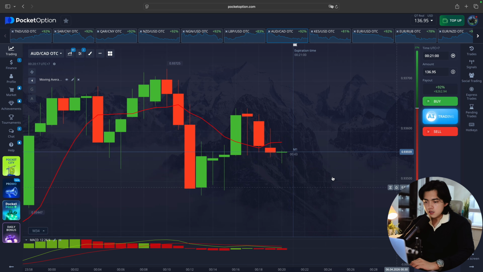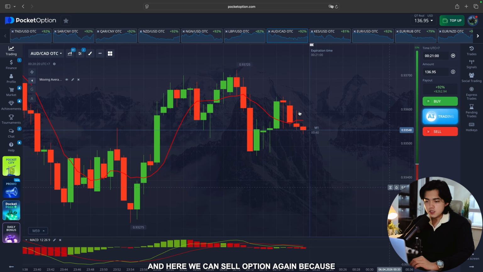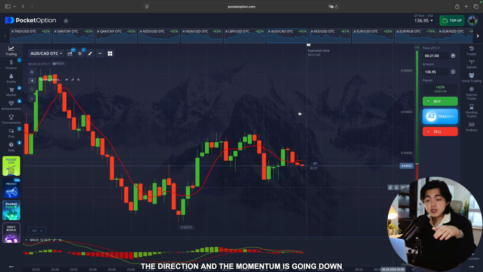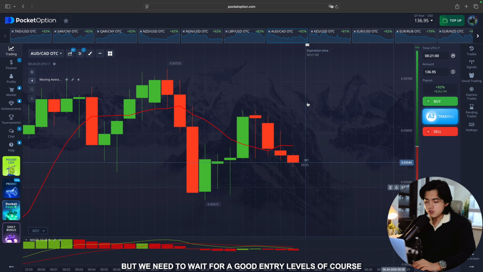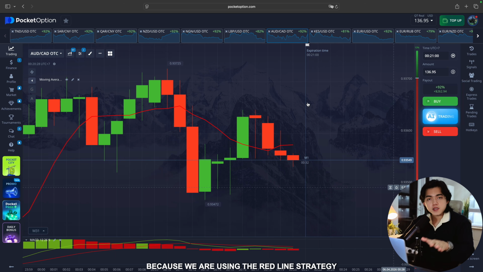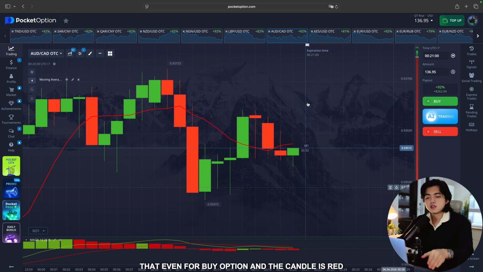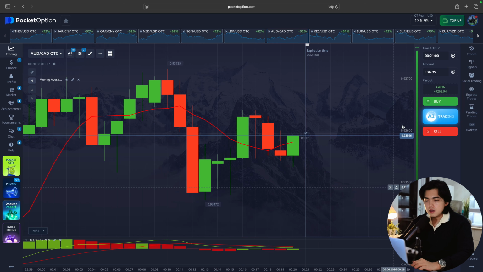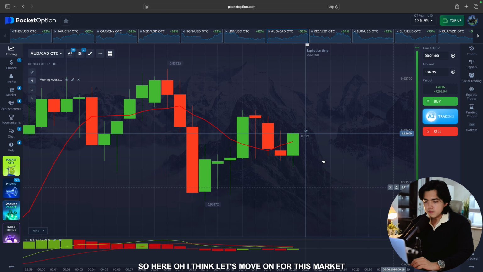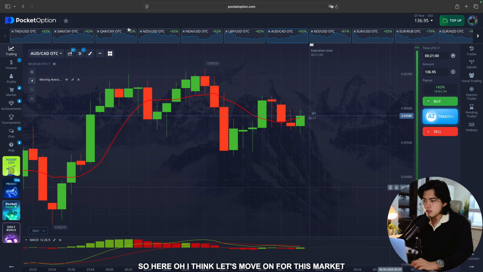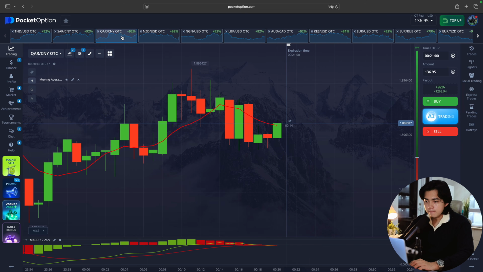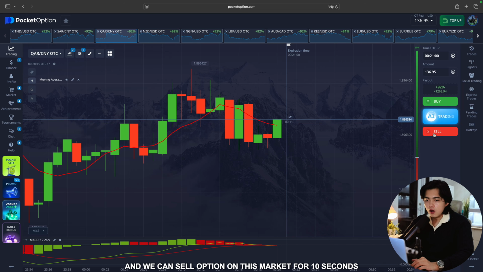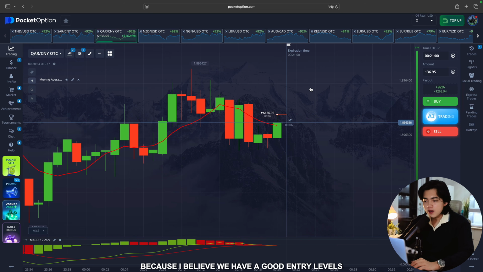So here we can continue for $95 US. And here we can sell option again because the direction and the momentum is going down, but we need to wait for good entry levels, of course, because we are using the red line strategy. Even for buy option and the candle is red, we can still have a probability to make a profitable trade. Alright, so here, I think let's move on for this market, and we can sell option on this market for 10 seconds because I believe we have good entry levels.